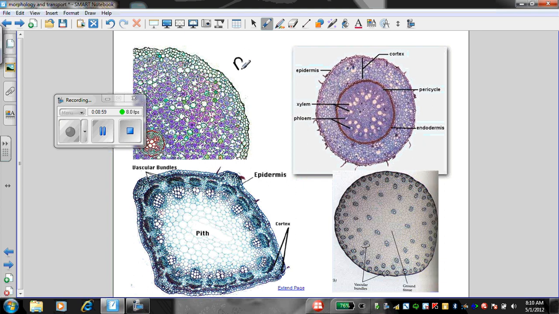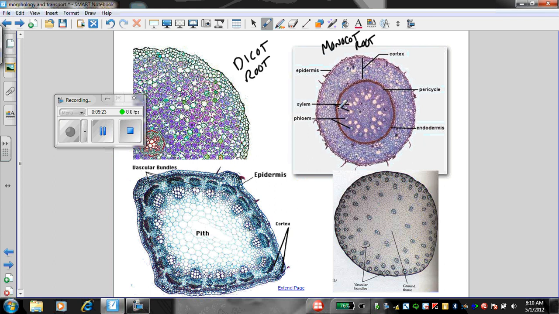This is a dicot, and it is a root. The reason I know it's a root, here is the central vascular bundle. You can see the xylem and the phloem here. Here's the dermal tissue around the outside and the ground tissue here. This one is a monocot root.